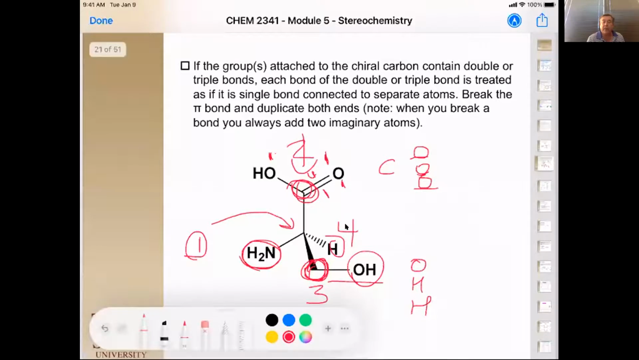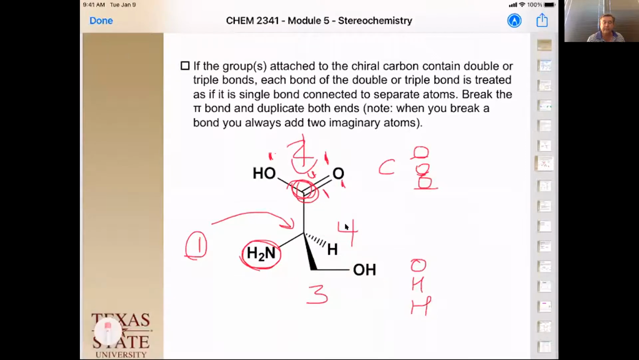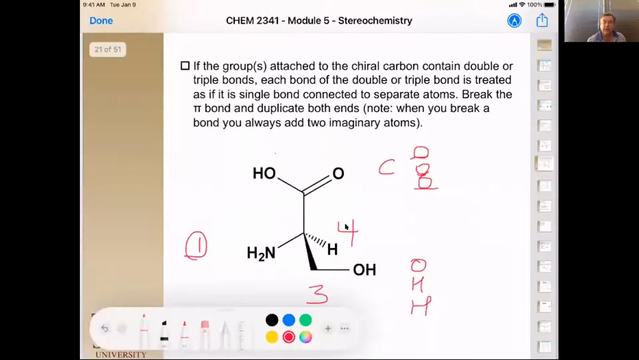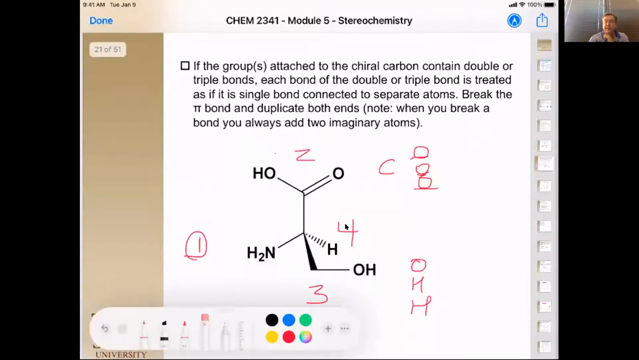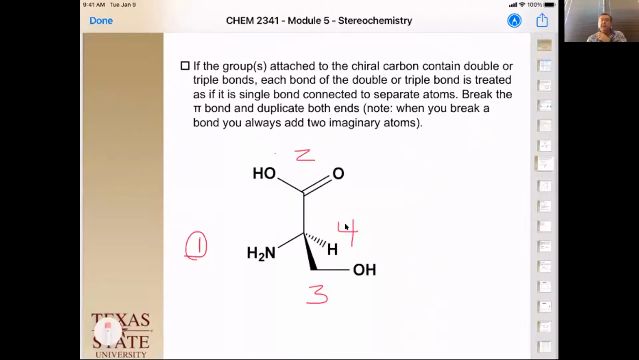So without moving anything, knowing what our assignments are here, 1, 2, 3, 4, can we assign it to be R or S? Okay, so I'm going to use my hand and go 1, 2, 3 and assign it. What do you think it is based on these assignments and our 2 ways of knowing how to assign this? Anybody want to hazard a guess in the chat there? Okay. I think you're right.